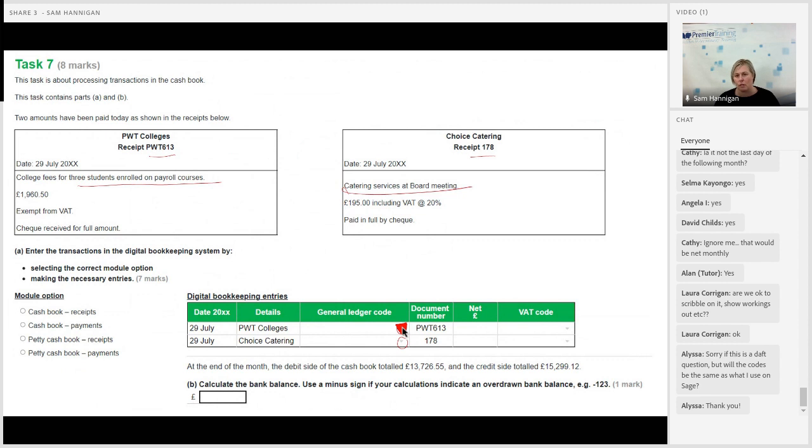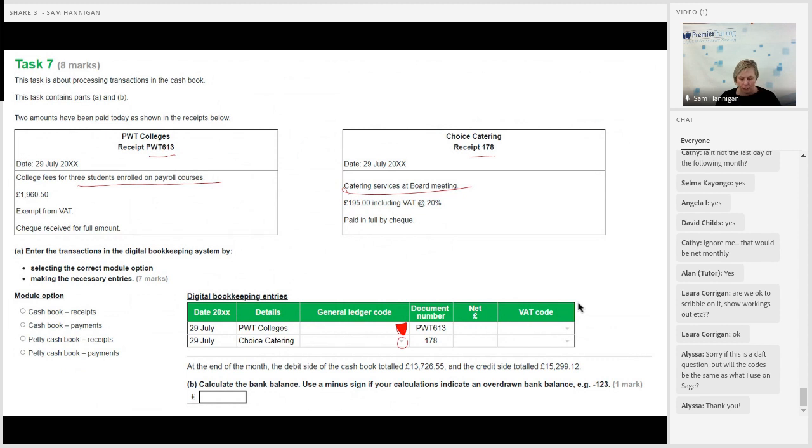Don't just guess it. Then you're putting in the net amounts, and then you're putting in what VAT code it is. And we put the net amounts in because obviously on a computerized system, because you set it up saying that you're VAT registered, it automatically calculates the VAT.